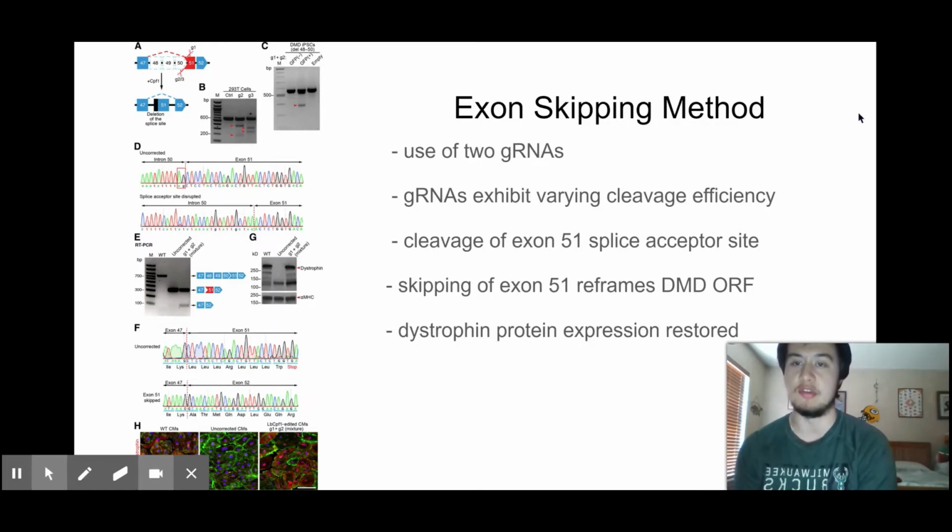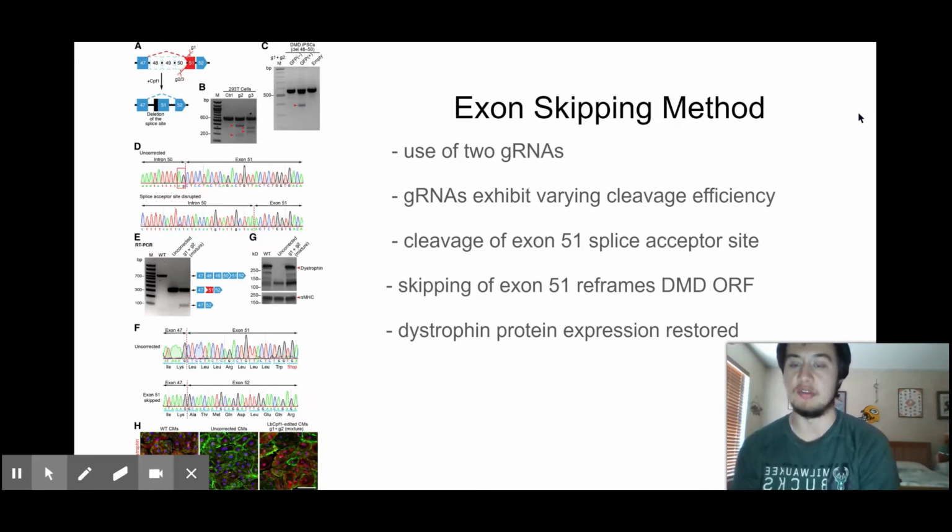Figure B shows the results of an assay where the red arrowheads denote the cleavage at intron 50, while in figure C, the lower band is marked with the red arrowhead and is the fragment that corresponds to the removal of the exon 51 splice acceptor site. Figure D sequences this fragment shown in figure C, and it shows a 200 base pair deletion of the exon 51 AG splice acceptor site, which is the predicted result based on these tests.